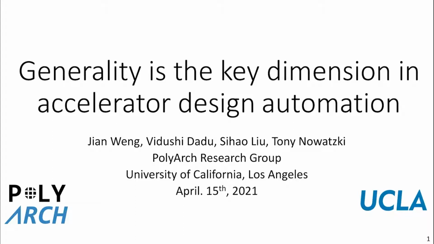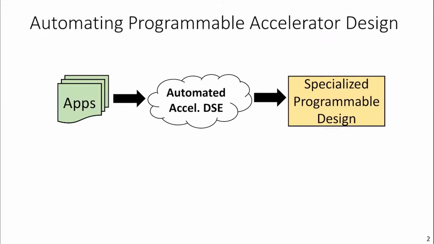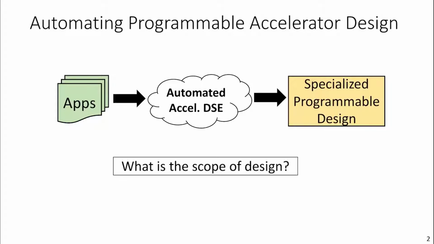In this talk, we are going to claim that generality is the key dimension to accelerator design. Based on this insight, we present an automated flow for accelerator generation. Therefore, by the end of the day, we will have a framework that automatically generates a specialized accelerator for a given set of applications. Towards this, our very first question to answer is what is the scope of our design space?